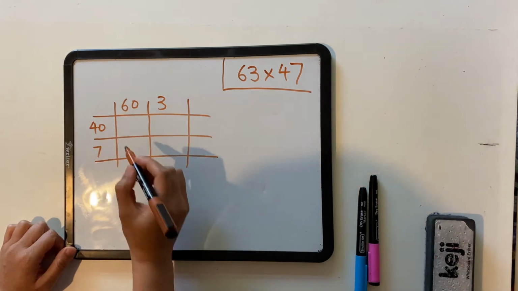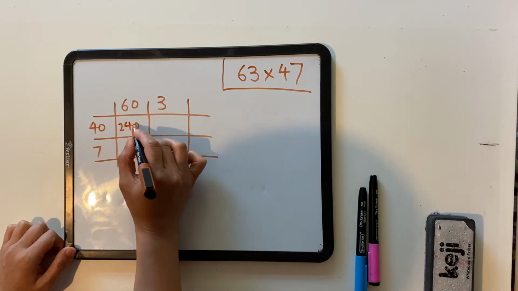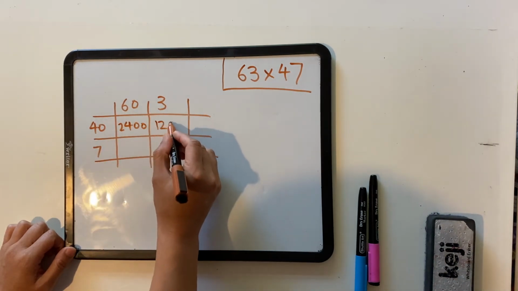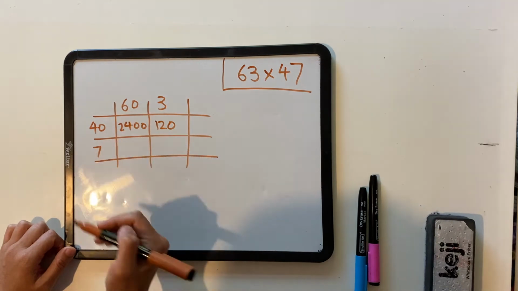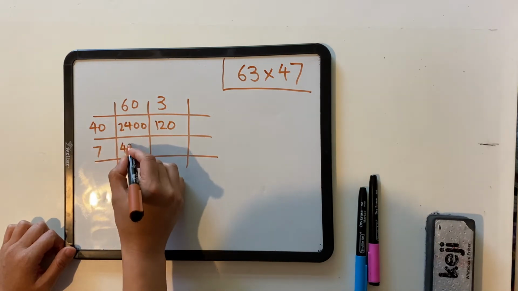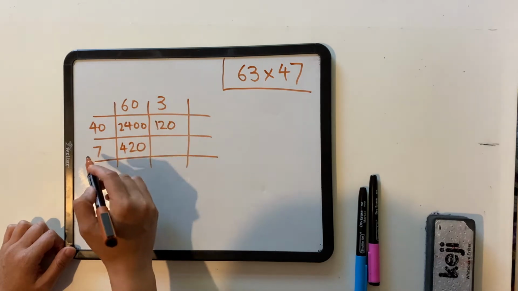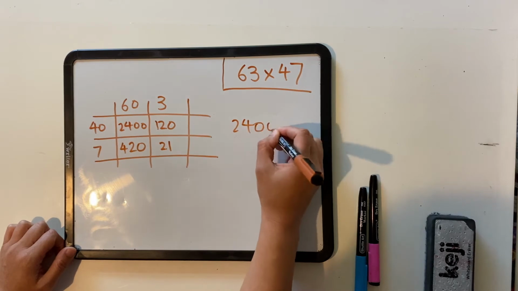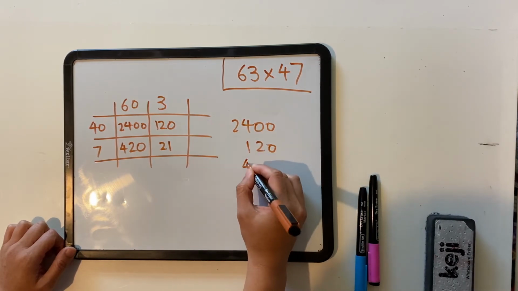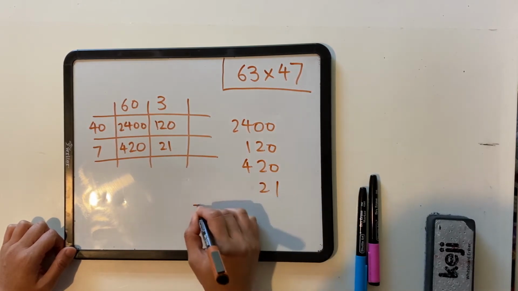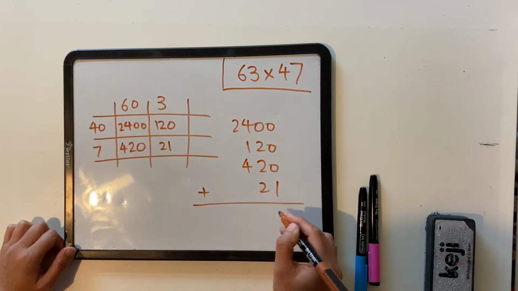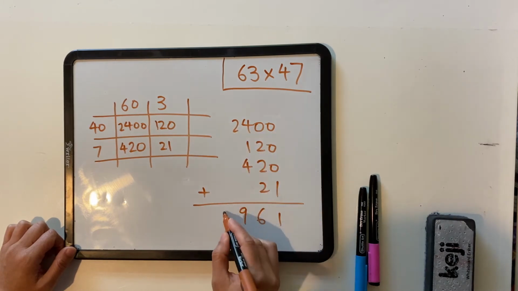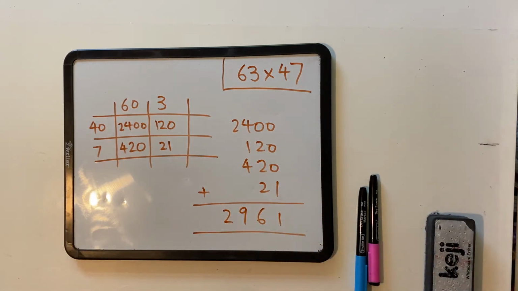So 60 times 40, 2,400. 40 times 3, 120. 60 times 7, 420. 3 times 7 is 21. And then now we add all those together. 1, 6, 9, and 2. So you see here we get the same answer as before.